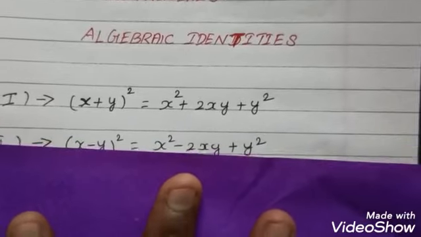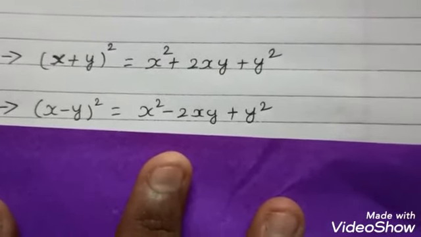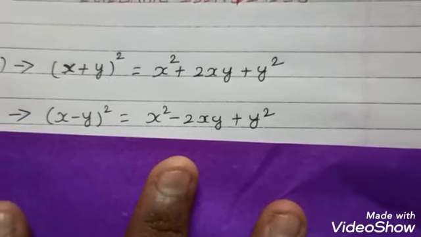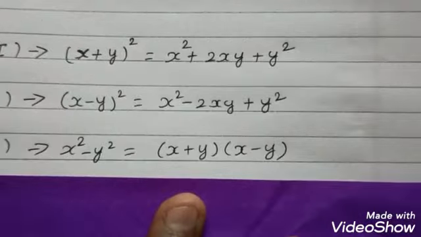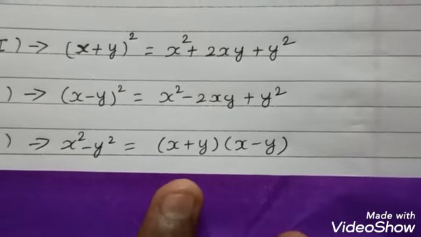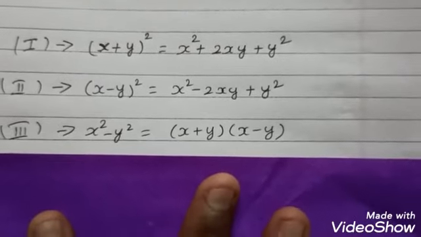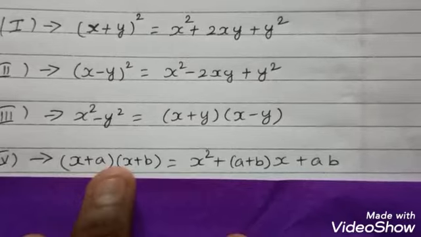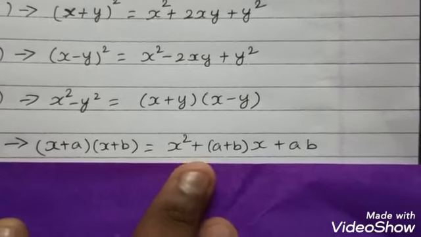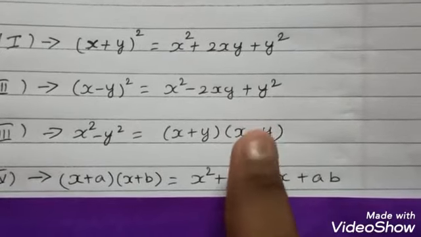And the next identity, the second one, is (x minus y) the whole square, x square minus 2xy plus y square. And the third identity is x square minus y square equals (x plus y)(x minus y). And then the fourth identity is (x plus a)(x plus b) equals x square plus (a plus b) into x plus ab.